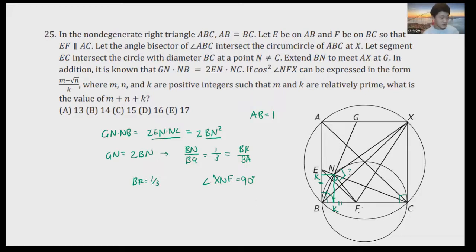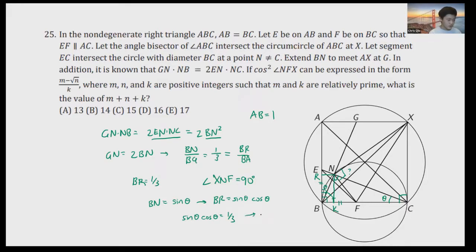So once you have BR is equal to 1/3, you can do some trigonometry. So if we suppose that this angle is equal to theta, then we can see that BN is equal to BC times sine theta. So BN is equal to sine theta. And BR is equal to, since this angle is theta, because this angle over here is 90 minus theta, BR is actually equal to sine theta times cosine theta. And so we have an equation involving theta and 1/3. So sine theta times cosine theta is equal to 1/3.